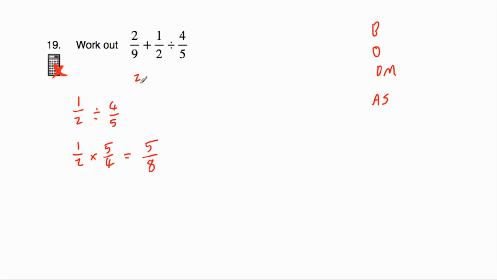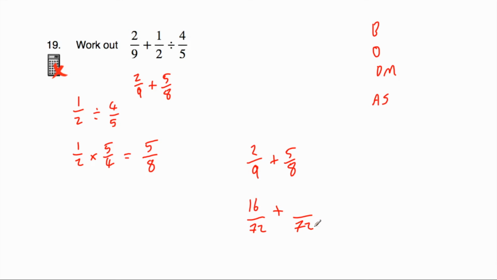So that means we've now got 2/9 plus 5/8. So we just need to work that out. With these fractions, we need a common denominator. And if we think of 9 and 8, the lowest common multiple of 9 and 8 would be 72. So 72 and 72 plus. Now to get from 9 to 72, we multiply by 8. So we multiply the numerator by 8. 2 times 8 is 16.